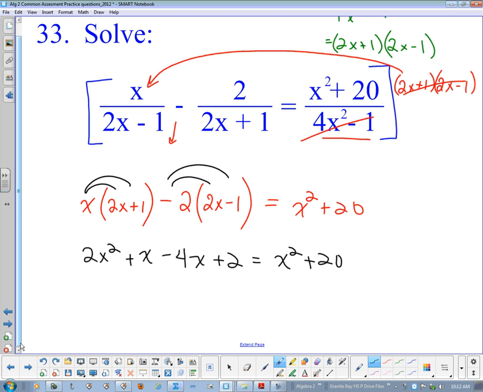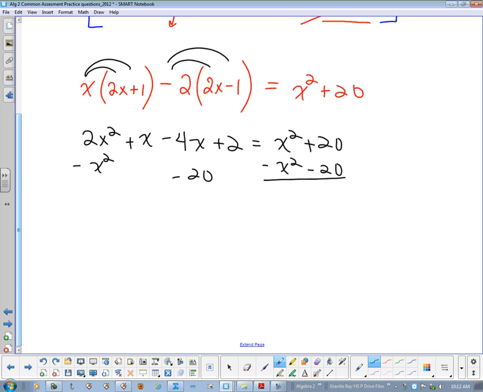And now what I have, I'm going to get one side equal to 0. Let's start to move some things around. How about subtract x squared, subtract 1. Subtract x squared, subtract 1. I have x squared, and a positive x and a negative 4x. That's going to be minus 3x. Minus 18 equals 0.